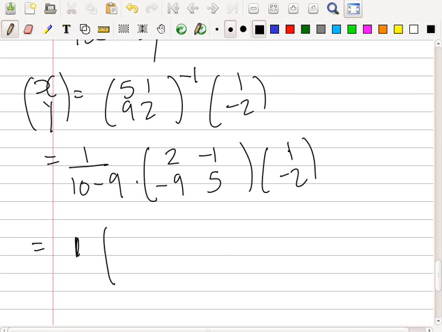Now, 2 times 1 is 2, minus 1 times minus 2 is 2, and add them together, 4. 4. And then minus 9 minus 10, yeah, minus 19. 4 times 1, 4, and minus 19 times 1, minus 19. So x is 4 and y is minus 19. So with practice, you can do this very quickly.